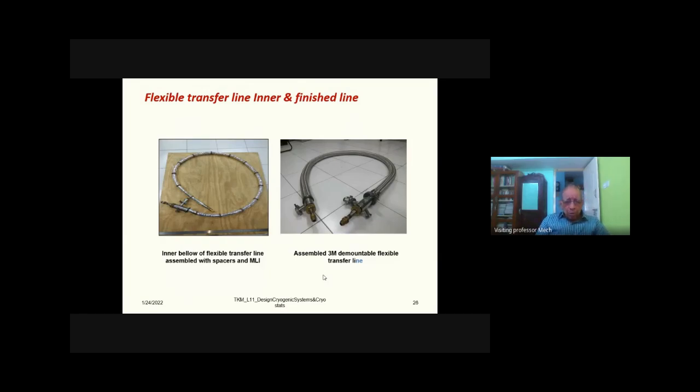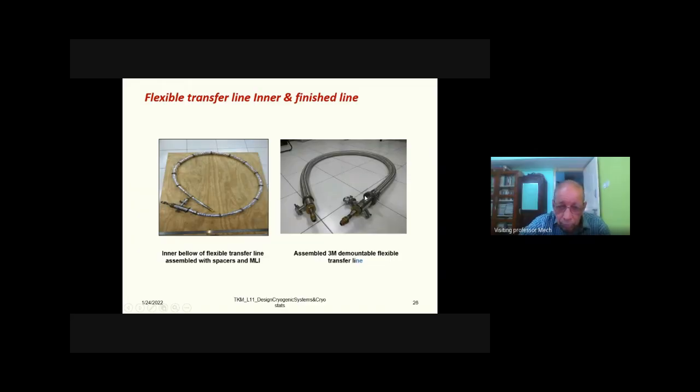I would like to show you some small examples here of transfer lines which have been developed in our laboratory. For example, here, this is an instrumented transfer line. So the inner line is a bellow line, and these are the spacer locations. You can see these dots here, spacers, and this is inserted into the outer line, outer bellow. So this is the outer bellow part. After doing this, you have the total assembled system of a transfer line, which is shown here in this diagram.